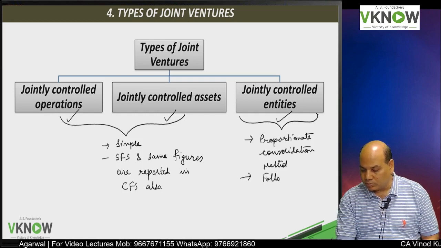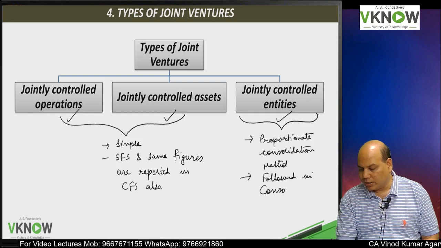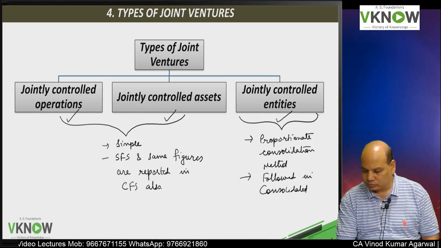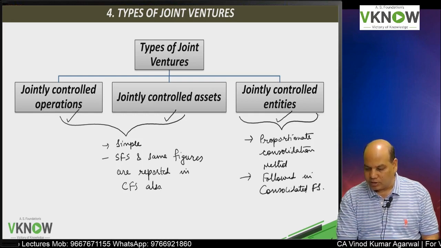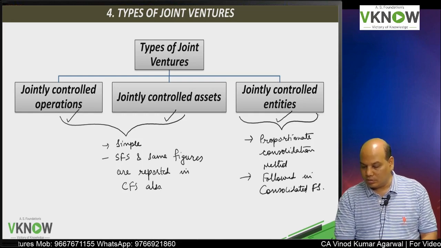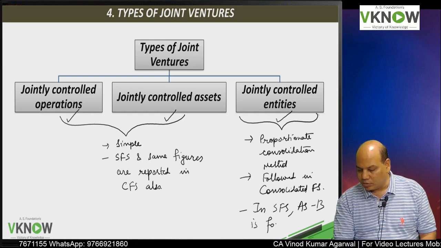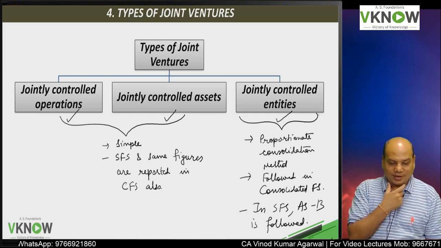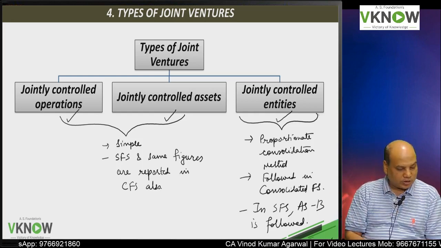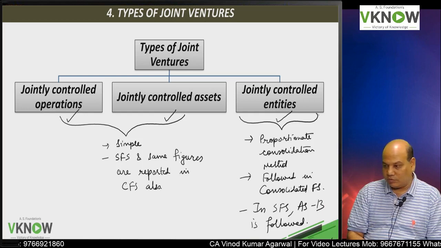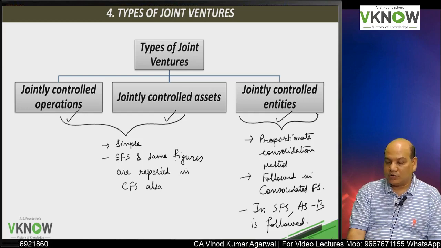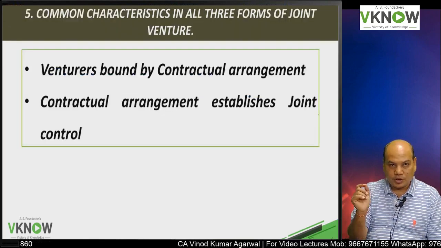Proportionate consolidation method is followed in consolidated financial statement. In separate financial statement, AS13 is followed. These are some basic things. We are going to discuss in detail also. Don't worry. Let us first go to the next point.